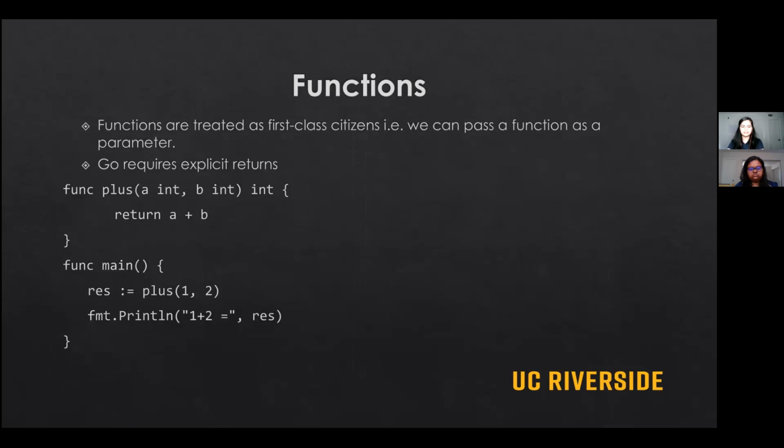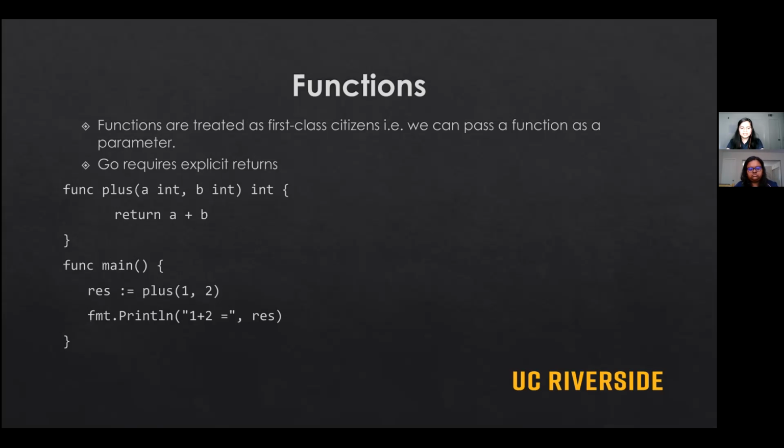Right? And Go requires explicit returns, which means that you have to, this is very similar to C and C++. You have to return the variables. You have to name the variables that you're going to return. Unlike in other languages, where the last calculated statement can be used as a return value, that is not the case in Go. You have to write which variables you are returning.